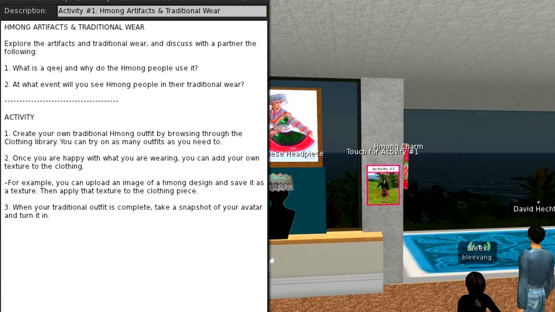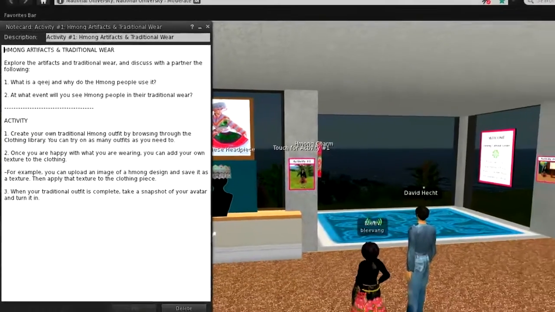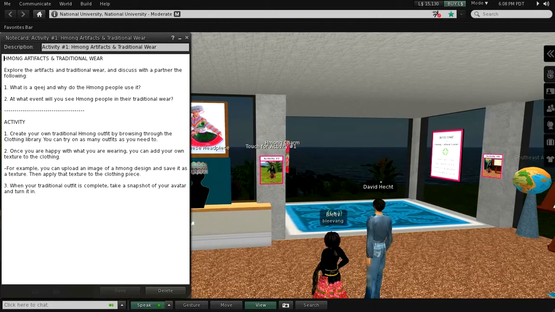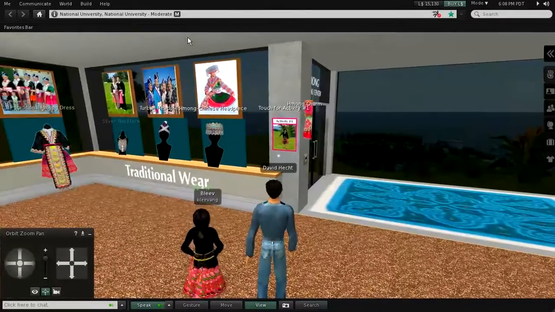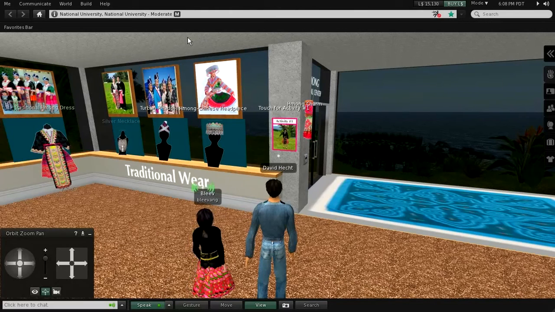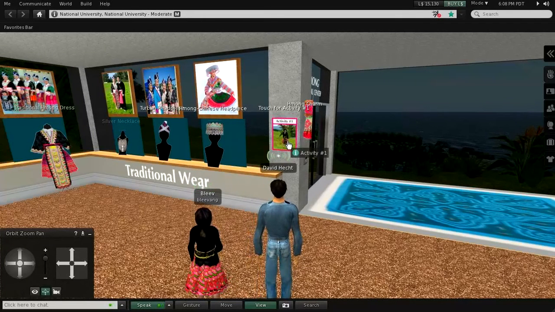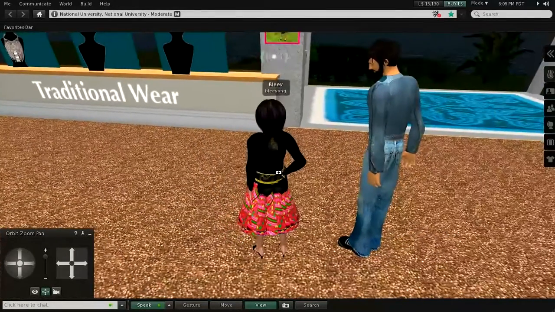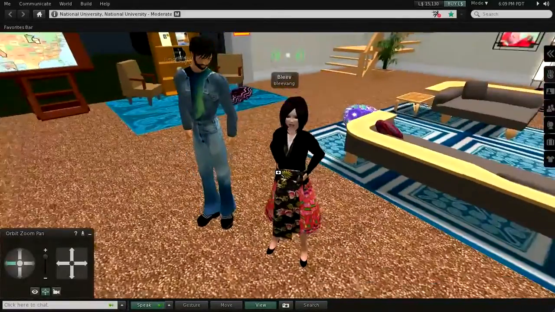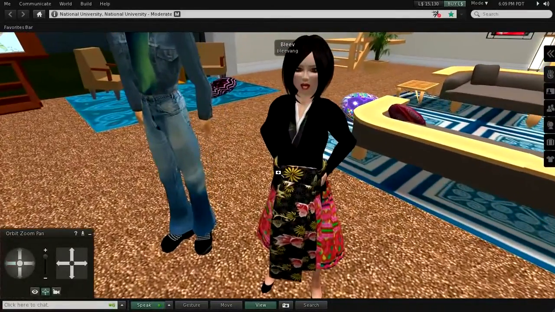Okay. The first activity has students look and observe the artifacts and traditional wear. Each item will give them a note card explaining what the artifact is and how Hmong people use them. And their first activity is to try to create their own Hmong traditional outfit for their avatar to wear. Oh, like you did. Yes. And this activity will demonstrate their ability to interpret their understanding of the traditional clothing. I see. So that will be a challenge for them to see how creative they are.